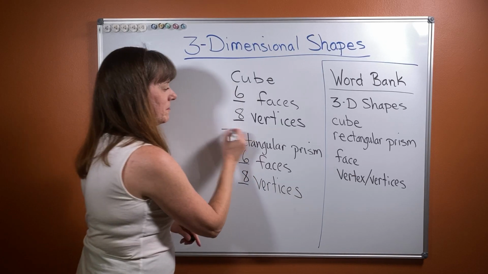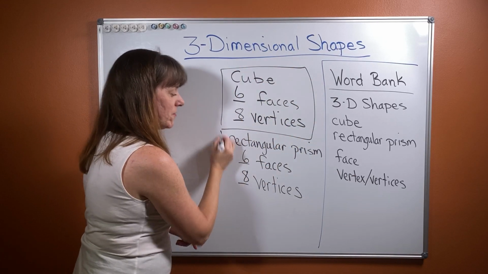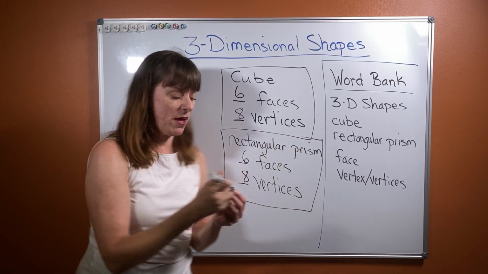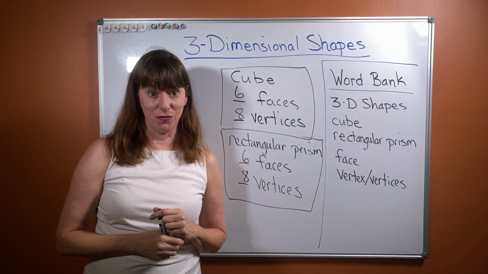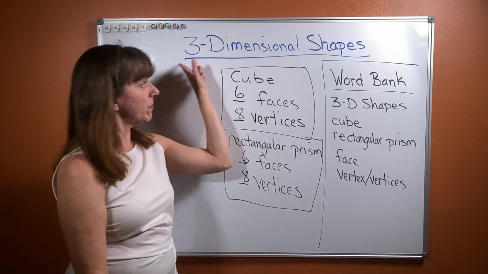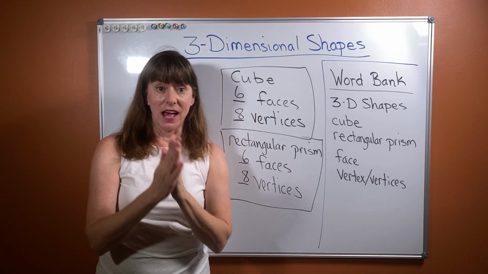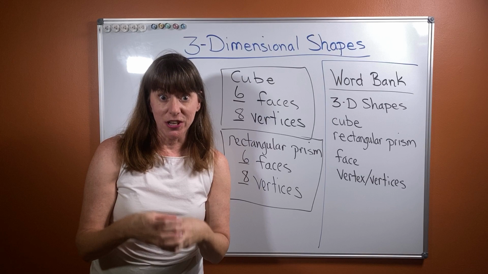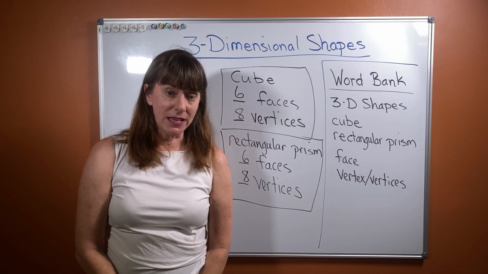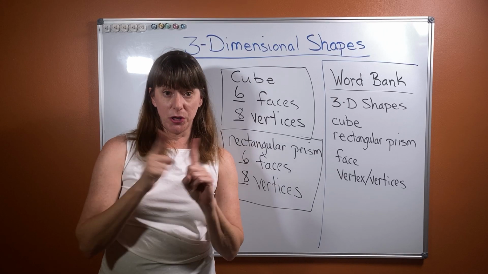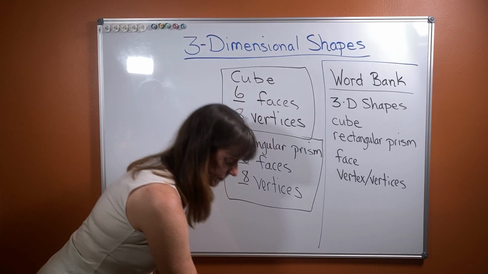Cubes and rectangular prisms both have 6 faces and 6 vertices. And they are three-dimensional shapes that are solid shapes. Today, you are going to be making your own cube and rectangular prism.